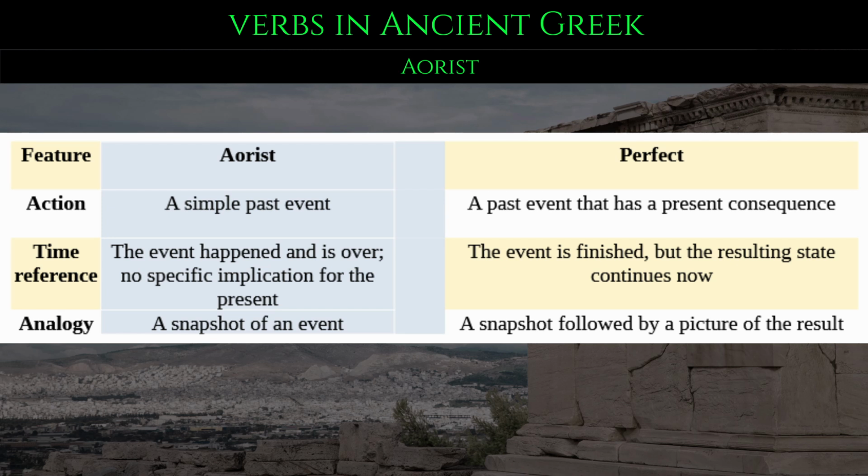And lastly, an analogy. The aorist is a snapshot of an event, while the perfect is a snapshot followed by a picture of the result. Other than that, the rest of the tenses are pretty much the same as the Latin tenses.